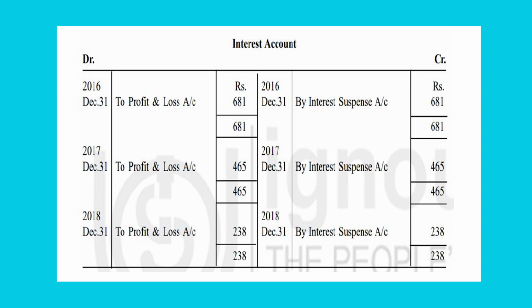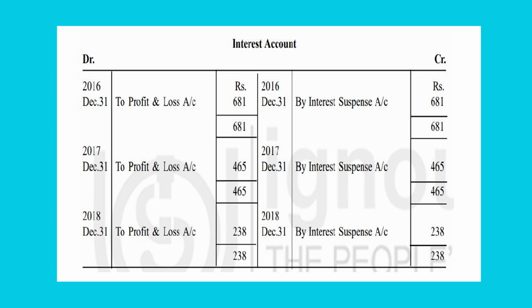So here by interest suspense account, this is the amount of interest which is included in the second year installment. So again it will be transferred to the profit and loss account. Entry will be interest account debit to profit and loss account. Then again in third year, by interest suspense 238, which is included in the third year installment. So again the amount of interest will be transferred to the profit and loss account. So from the interest suspense account, every year interest amount will be transferred to the profit and loss account.